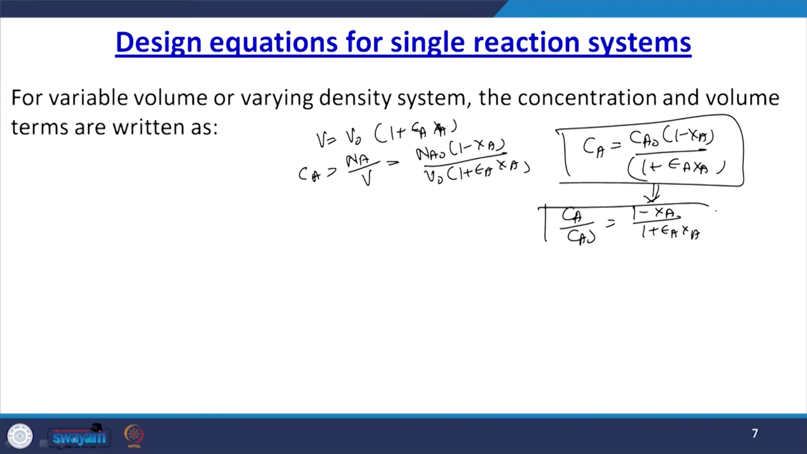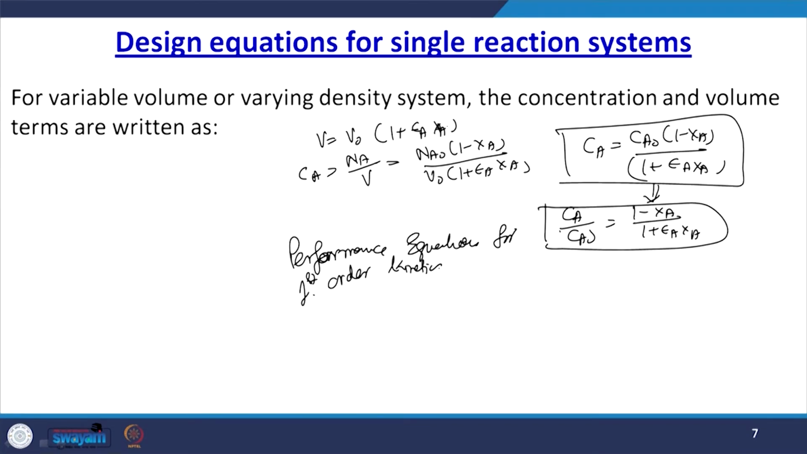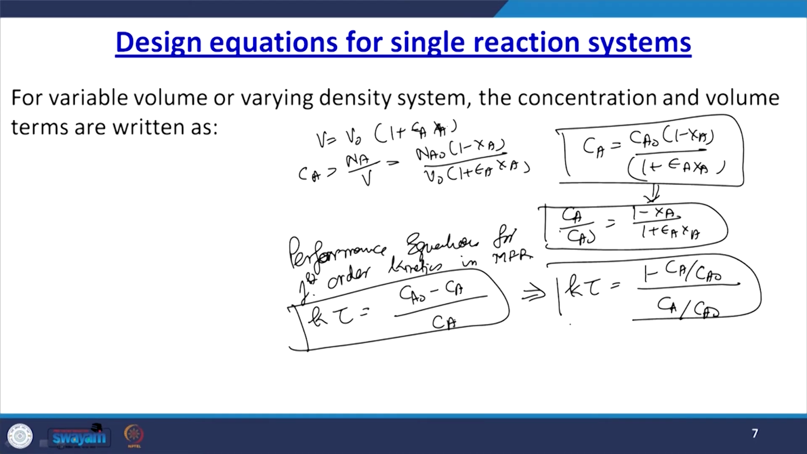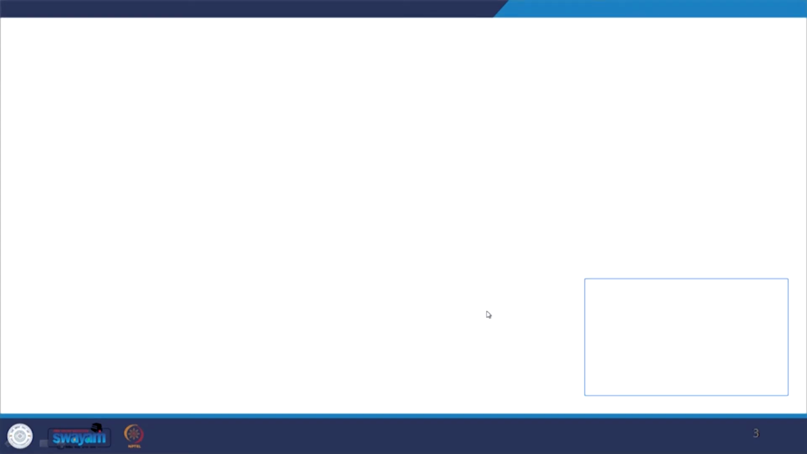So now, based on this, the performance equation for first order kinetics in MFR you can write like this: K tau, or in other words we can put like this: CA naught upon CA minus 1, or 1 minus CA upon CA naught. So these two are the performance equations. Now put the values of CA upon CA naught in the previous equation.